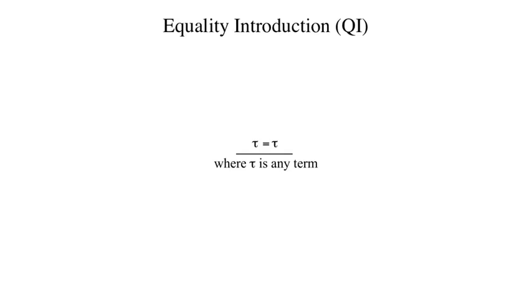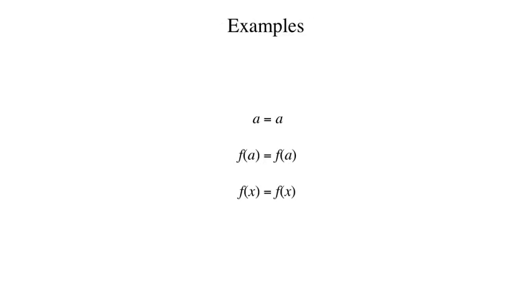Our first new rule of inference, the rule for equality, is called equality introduction, QI. According to this rule, we can write down any equation in which the first term and the second term are identical. For example, without any premises whatsoever, we can write down equations like a equals a, f of a equals f of a, and f of x equals f of x.